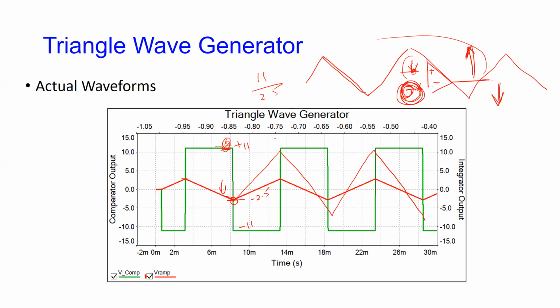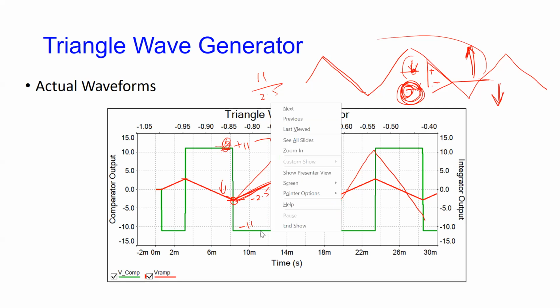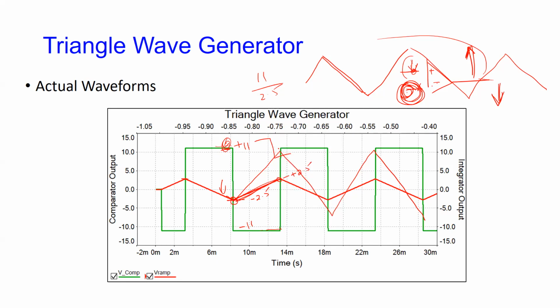And that step change from plus 11 to minus 11 is integrated and inverted by the integrator, and you get a ramp going positive now. So it starts ramping back up until it reaches plus 2.5. And at that point, the comparator snaps, or changes, from minus 11 volts back to plus 11. Right?